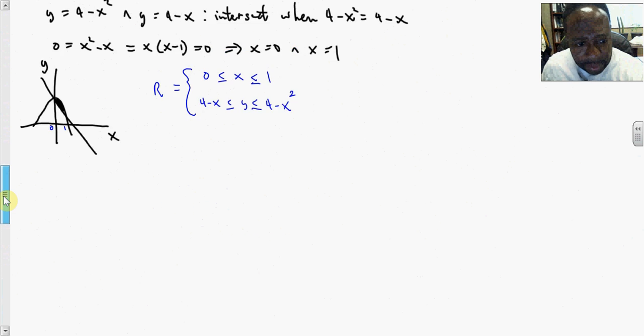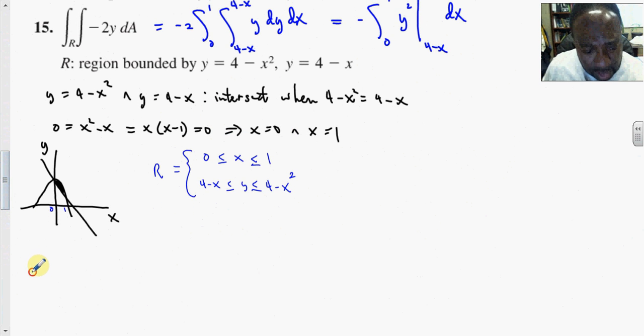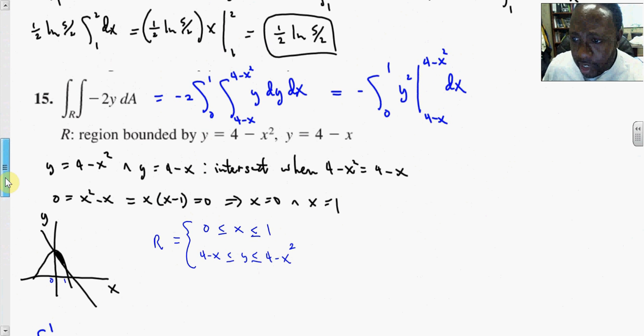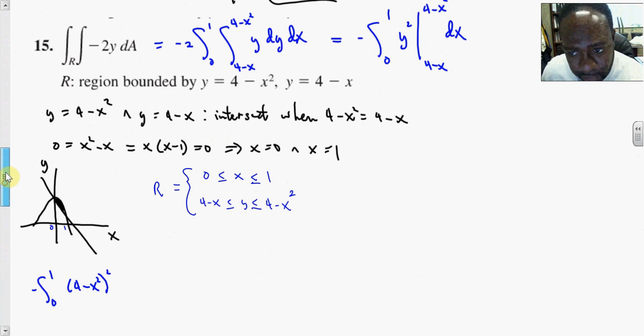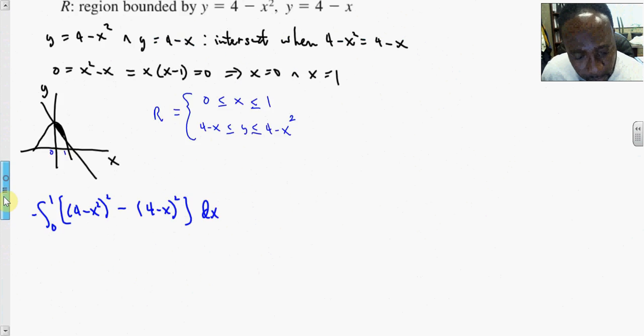Bring it downstairs. So this is negative the integral from 0 to 1. Now evaluate at 4 minus x squared. So this is 4 minus x squared, to be squared, because it's y squared, right? Then minus, we evaluate y squared at 4 minus x. This is to be squared, dx. We simplify that.